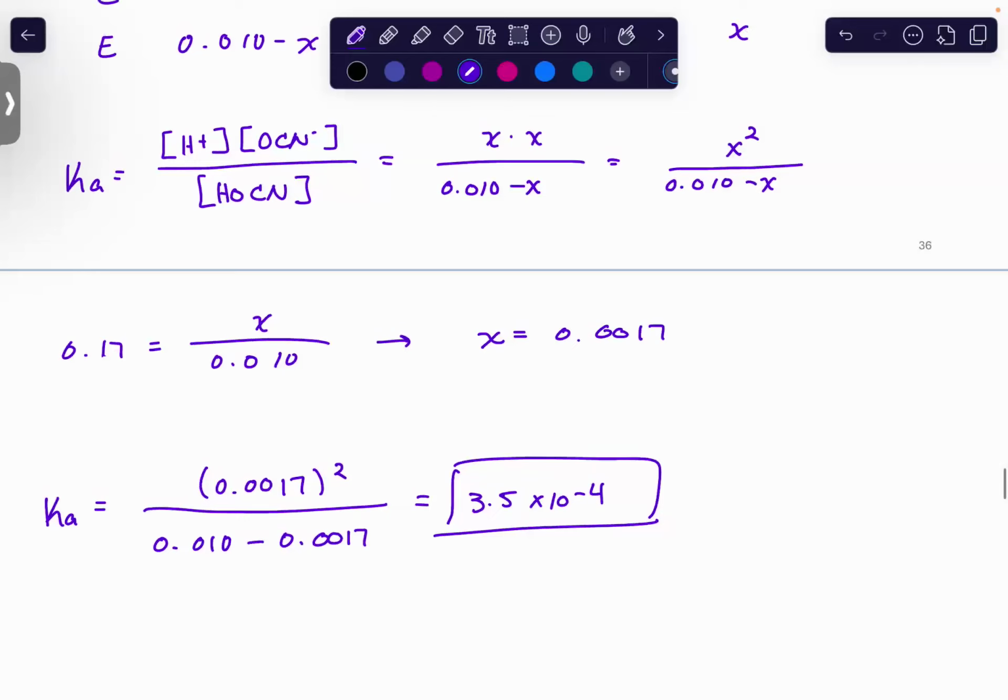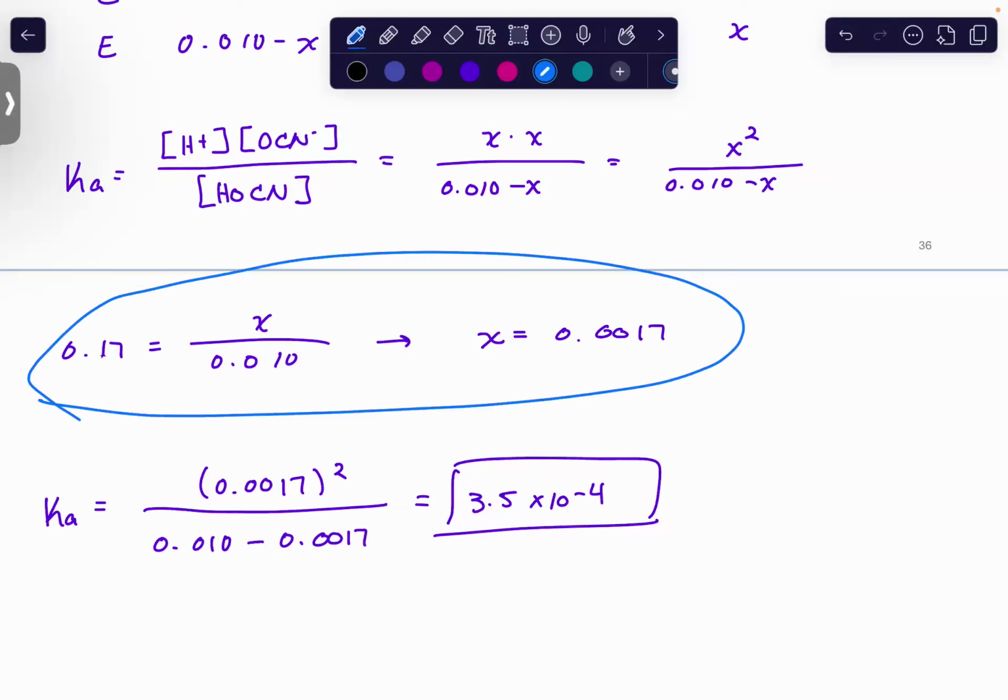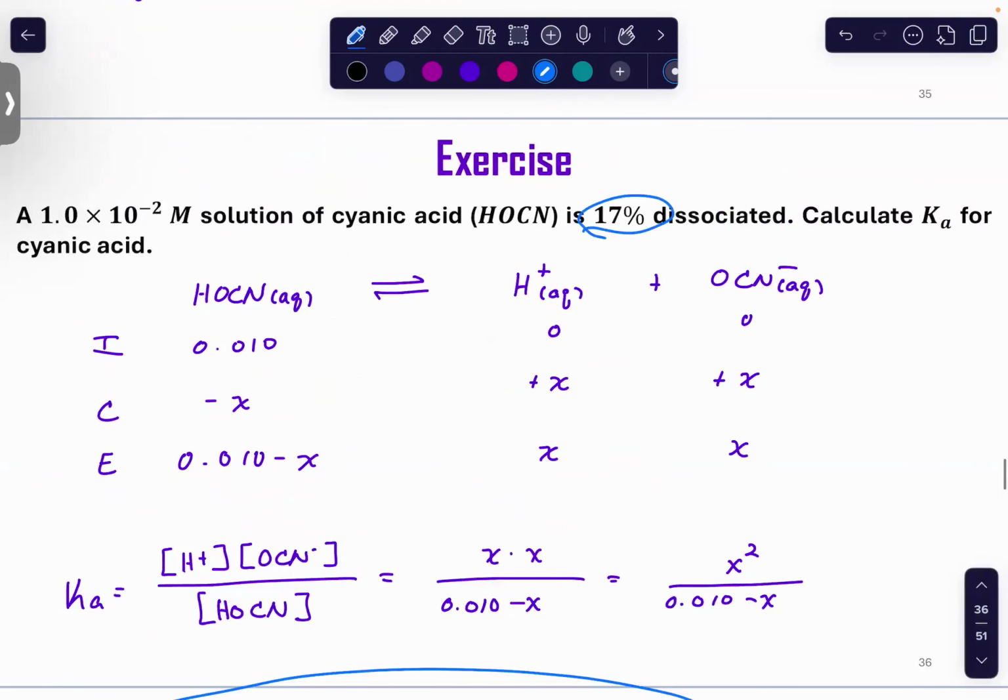Does this second step here where we started with the 0.17 make sense? Because again, you take your 17%, divide by 100, then you have your change over your initial value. Your change is your X. Right there.